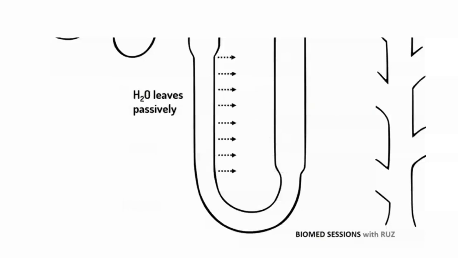Water leaves passively from the thin descending limb because of the surrounding salty environment, and as the water leaves, the filtrate in the descending limb becomes significantly more concentrated. In addition, the salty medulla is also a major reason why water is able to move passively out of the collecting duct and be reabsorbed back into the blood, thus leaving behind more concentrated urine.